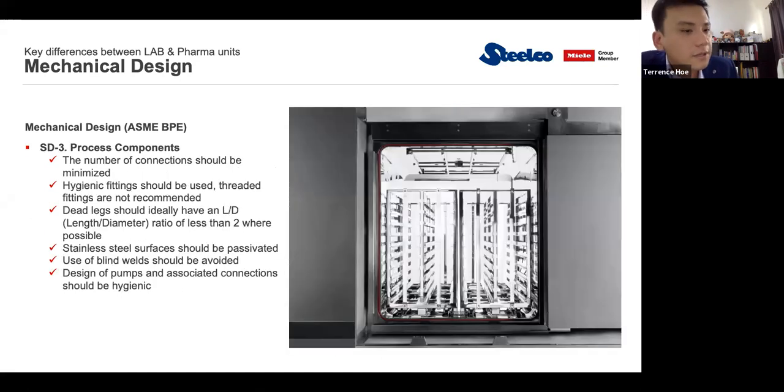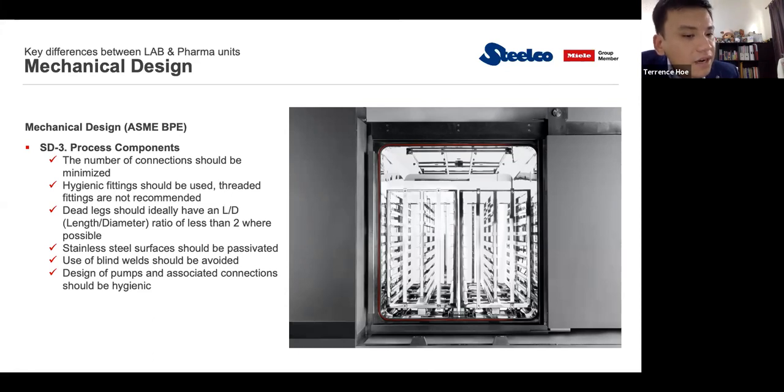The third thing about this mechanical design is the process component. The number of connections should be minimized, and hygienic fittings should be used. Threaded fittings are not recommended. You cannot use, for example, a household fitting which has some threads. These threads will have bacteria or dirt trapped inside. It has to be a sanitary or hygienic design. The dead leg should ideally have a length divided by diameter ratio of less than 2. Stainless steel surfaces should be passivated, sometimes even electropolished, we call it e-polish.